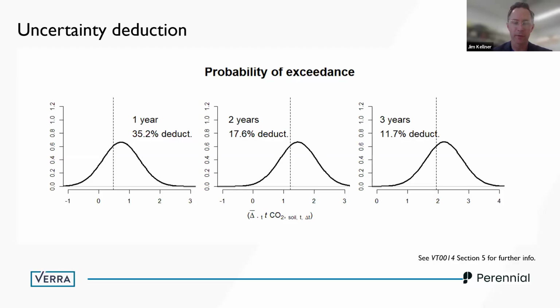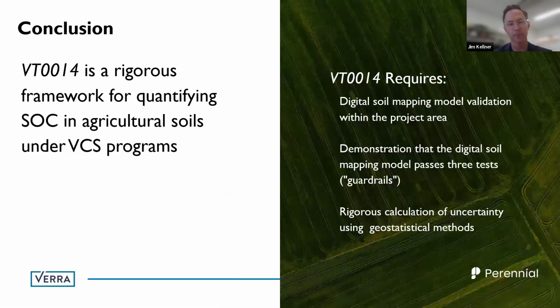So the important thing to emphasize here is that VT14 doesn't change the definition of the uncertainty deduction. It follows the uncertainty deduction definition of the target methodology, in this particular case, VM42. What it does is come up with a set of guidelines, a roadmap, so to speak, that explains how to get to this point using digital soil mapping in a rigorous way. You can go to the next slide, please.